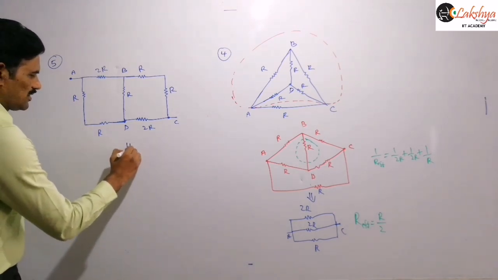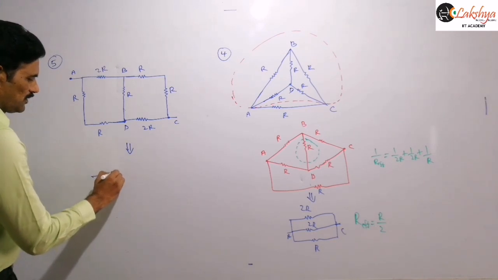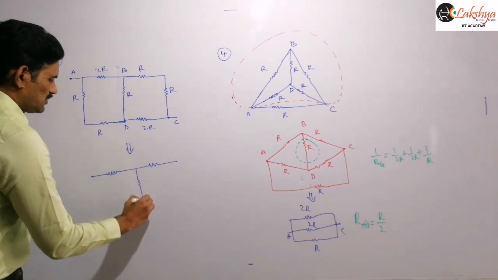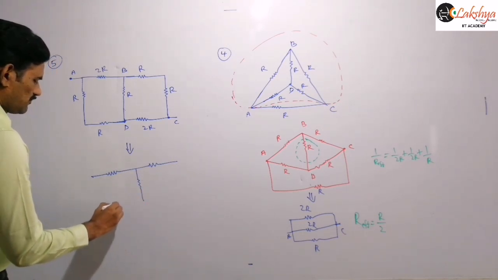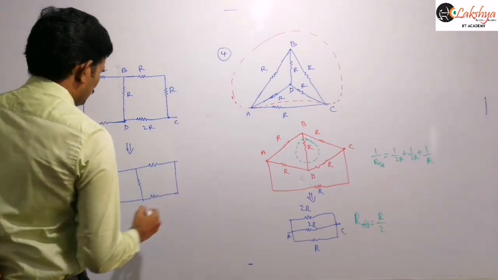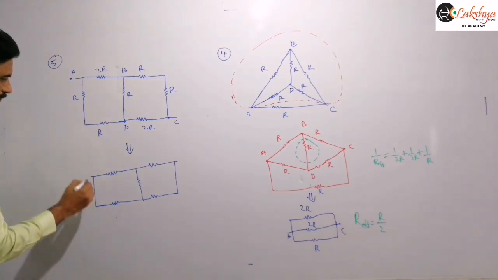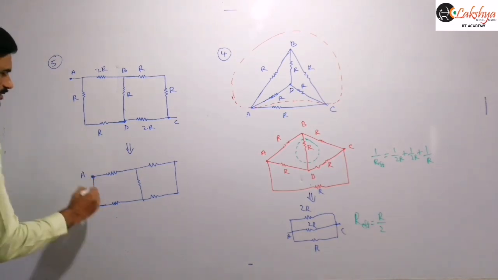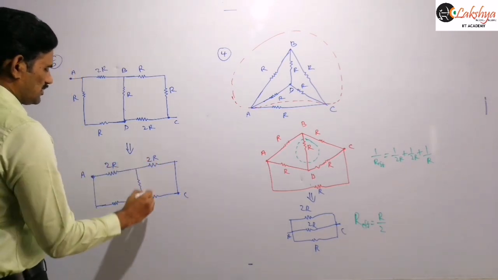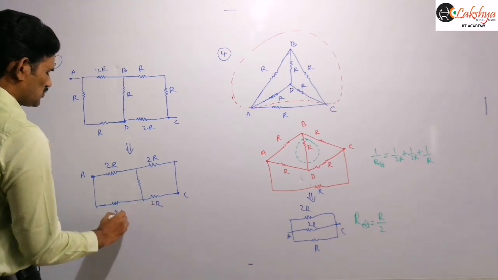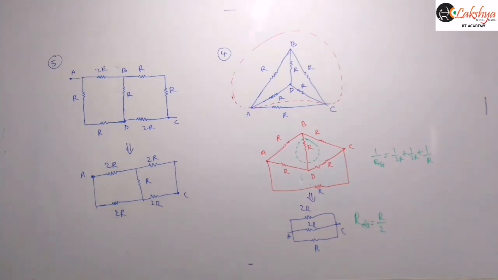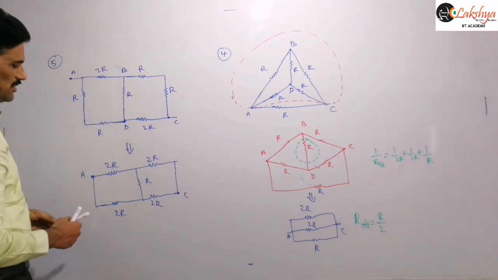That means this circuit I can redraw as, here one resistance and here one resistance is there, and this is a galvanometer position, and the other resistors will be there like this. So this is our point A and this is the point C. Now this is 2R, this is 2R, and this is also 2R, and this is also 2R, and this is R, right?